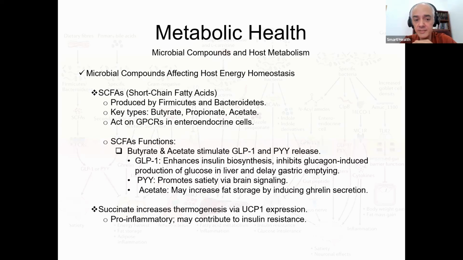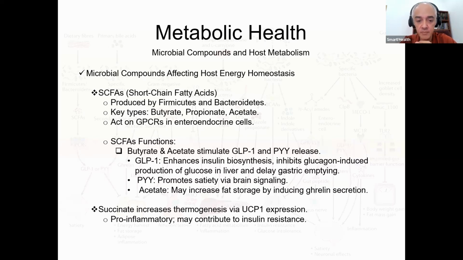So short-chain fatty acids are produced by specific families of bacteria, the Firmicutes and the Bacteroidetes, and they produce butyrate, propionate, acetate. Their function is to stimulate two very important mediators. One is called GLP-1, glucagon-like peptide 1, and the other is PYY. What is the function of these two?